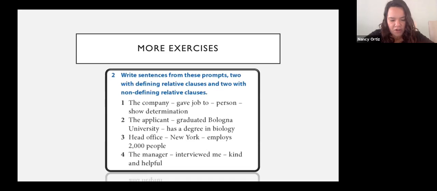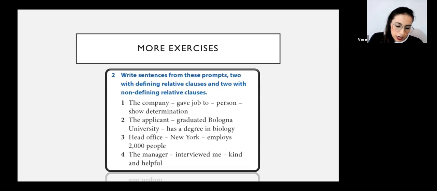Then the company gave the job to the person who shows more determination, defining. The applicant who graduated from Bologna University has a degree in biology, just from the head office, which is in New York. The manager who interviewed me is kind and helpful. Your sentences are correct. I'm going to share with you the suggested answers from the book. But as you can see, it says suggested because the ones you sent are also correct, okay? Why? Because again, I repeat, you give them the sense. You decide whether they are defining or not. How? By how you arrange the elements, how you place the commas, right?